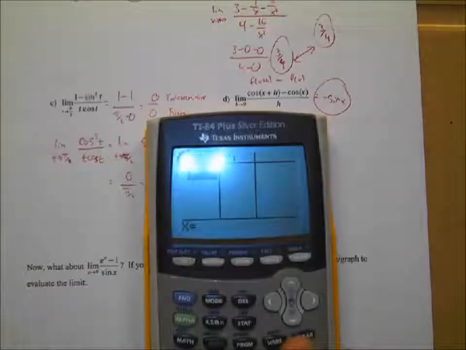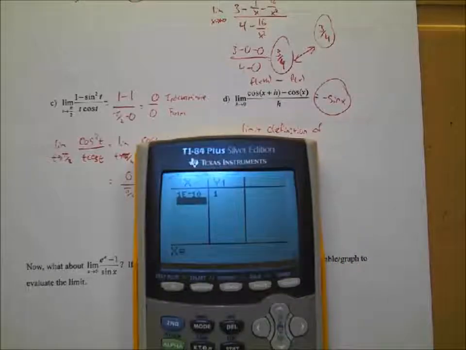So I put in like 0.000000001, okay, and the calculator gave me just 1. Is this enough analysis, though, to say that the limit is 1? Did I do enough work here to say that the limit is 1? No. What do I still need to do? I need to approach from the other side of 0, right?